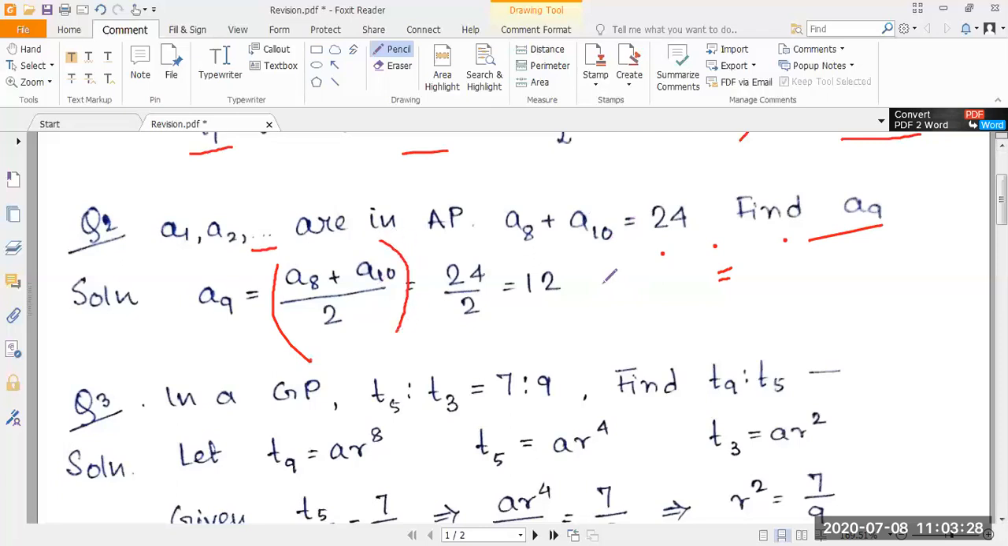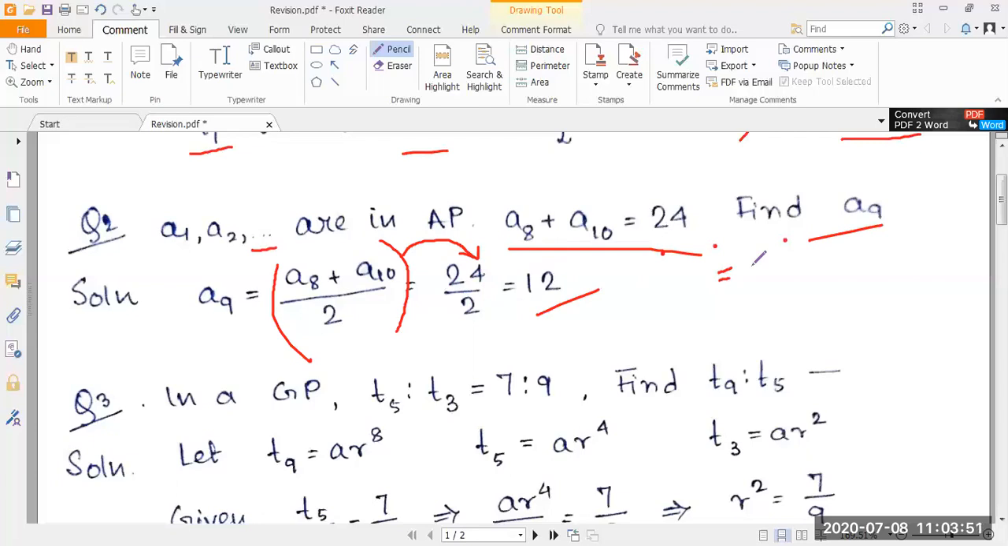That is the formula or the expression for arithmetic mean. Now we have been given the value of A8 plus A10, which is equal to 24 as per the sum. So what I've done is I have replaced A8 plus A10 with 24. And the number 2 in the denominator remains there, obviously. So I have A9 equals 24 by 2, which is 12.